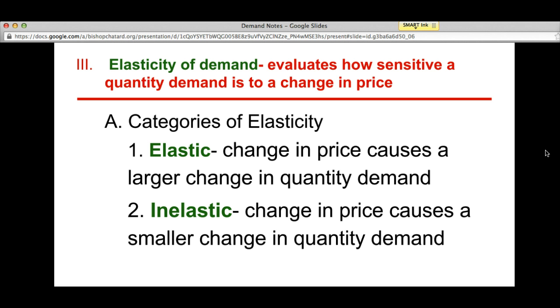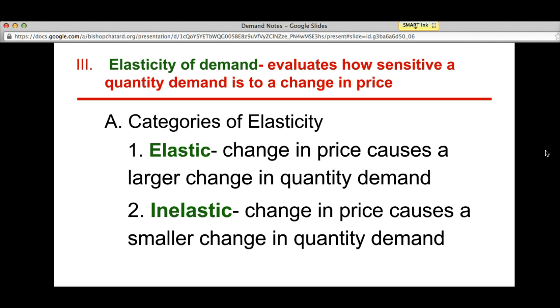Again, you can think of that rubber band, but it's one of those really small, really tough rubber bands. They don't move a whole lot. It still moves, still stretches a little bit, but it's not as big as the elastic where it stretches a ton and our quantity demanded is going. Inelastic just moves a tiny, tiny little bit. So inelastic is obviously the opposite of elastic.